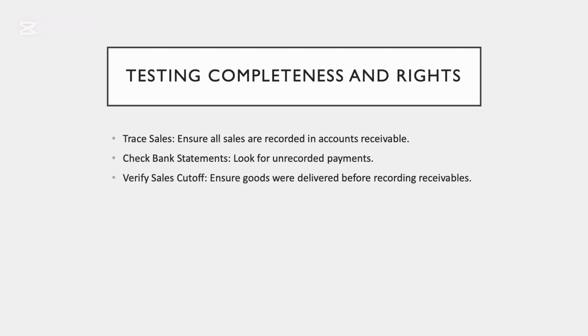For completeness, we'll look for any missing receivables by tracing sales transactions to the accounts receivable ledger. We'll also check for unrecorded payments in the bank statements. To test rights and obligations, we'll verify that the goods were delivered and the sales were valid before recording their receivables.